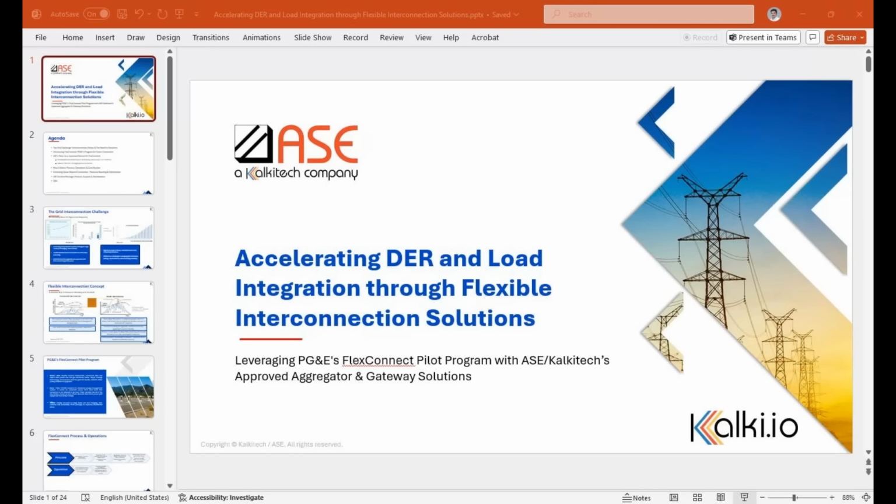So how does it work? The approach enables the customer's system, be it a solar or PV system or storage or EV chargers, to intelligently adjust its power flow based upon grid conditions by communicating with the utility.